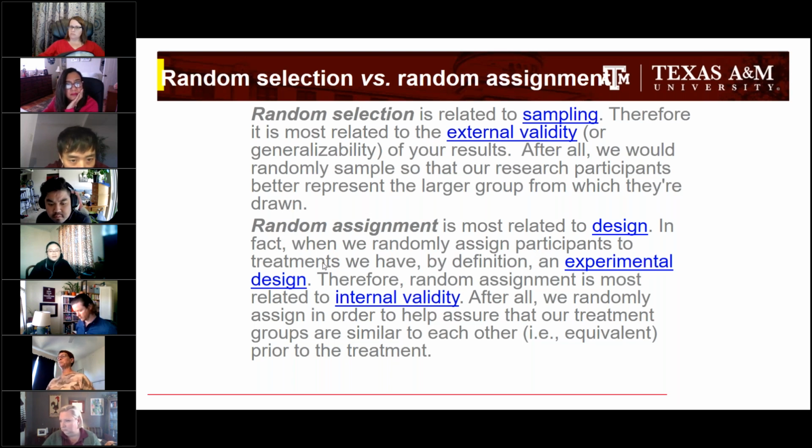By definition, it's whether it is an experimental design, that randomization was conducted at the student level, and the random assignment is most related to internal validity, because we randomly assign students in either condition, which helps us to ensure that our treatment groups are similar to the control group before the intervention starts.